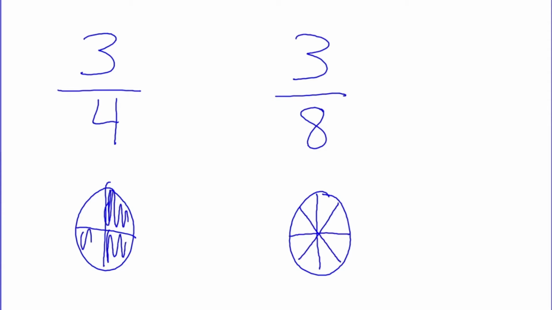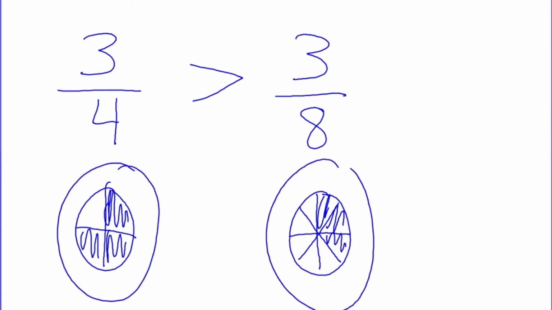1, 2, 3. 1, 2, 3. Which one looks like it's bigger? Hopefully you said that one. So I'm going to make the alligator mouth eat the bigger number. This symbol right here means 3/4 is greater than 3/8. Okay? Because in my picture, this one is a lot bigger than this one.